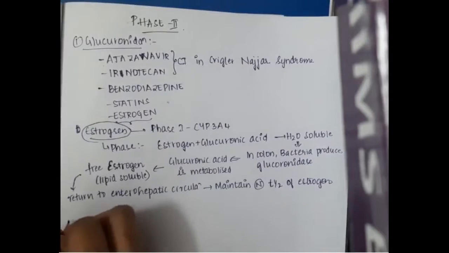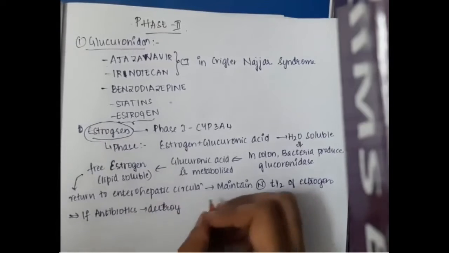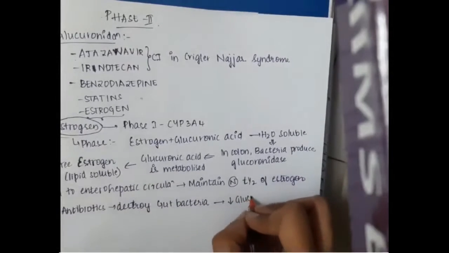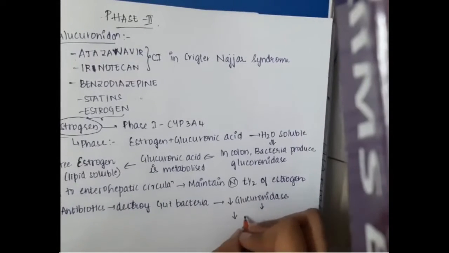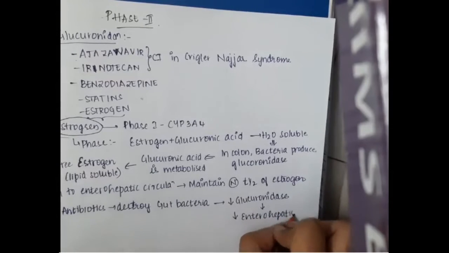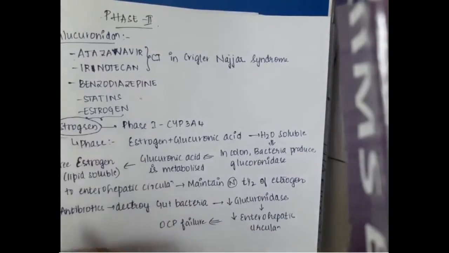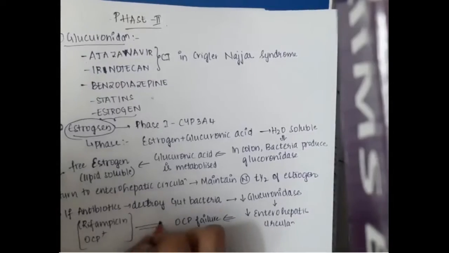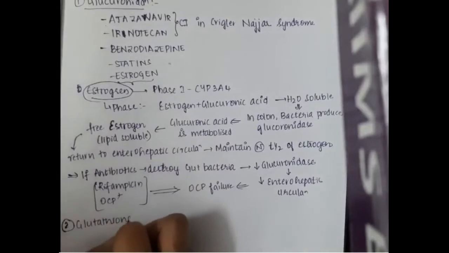If antibiotics destroy the gut bacteria, this will decrease the glucuronidase enzyme. So there is no breakdown of glucuronic acid. Estrogen will remain in the combined form with glucuronic acid, which is water soluble and gets excreted. This leads to OCP failure. So we should not give rifampicin with OCPs because rifampicin will destroy the gut bacteria.